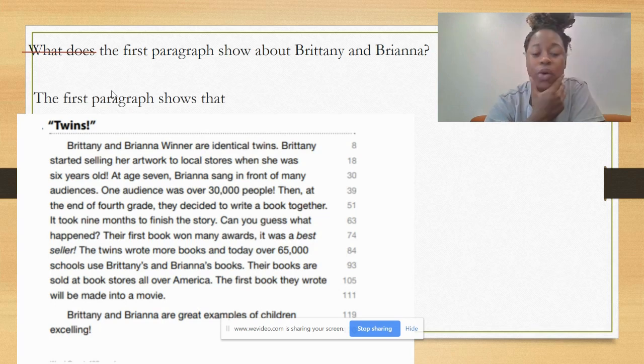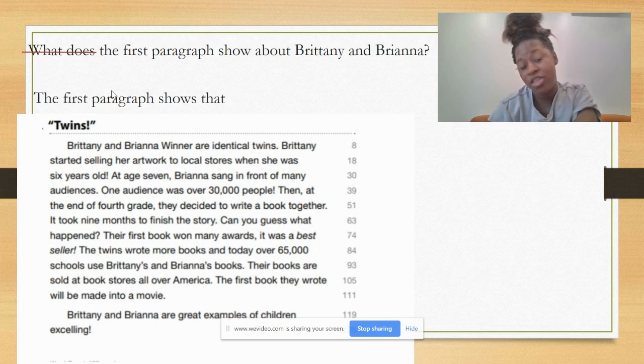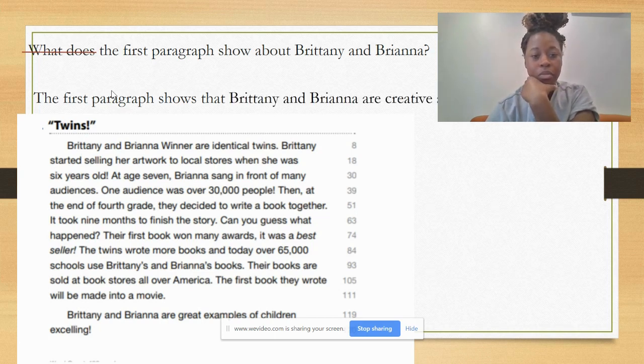Now, let's go ahead and go back into the text to see what we can find out about Brittany and Brianna. One of the things we noticed was that Brittany started selling her artwork very early on. She was just 6 years old. We know that Brianna was singing in front of people at a very young age as well, and that they began to write books together and sold so many books. And so some of the adjectives that come to mind when thinking about Brittany and Brianna are creative and hardworking. And so here's how our answer could look. The first paragraph shows that Brittany and Brianna are creative and hardworking.